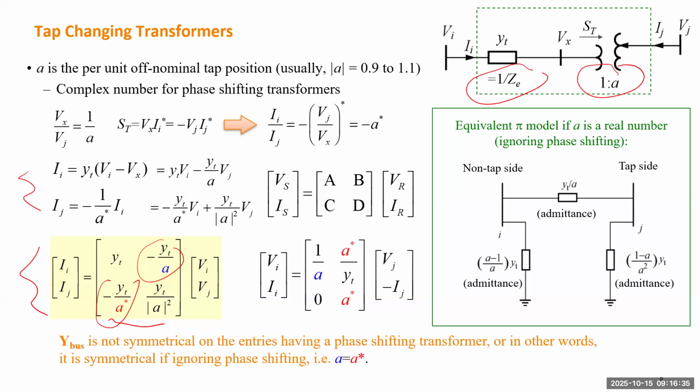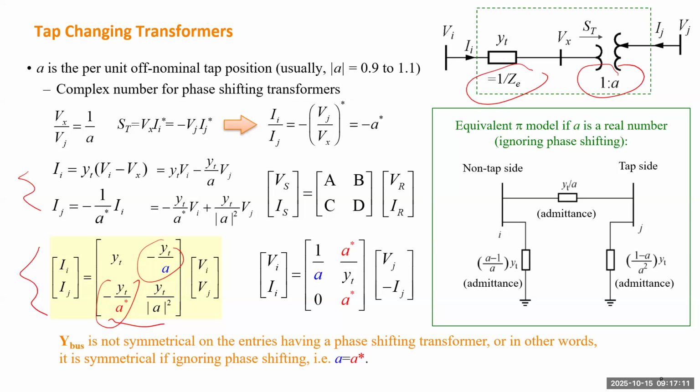because A here is the ratio. If this transformer is just a tap changing transformer, not changing any phase of the voltage, this A will be a real number. But if the transformer can also do phase shifting, A will be a complex number. It will have magnitude around 1 and also a little angle, depending on how much phase shifting the transformer can do. If it can change the phase by maybe 10 degrees or 15 degrees, A will have a little angle. So A is not equal to A star.